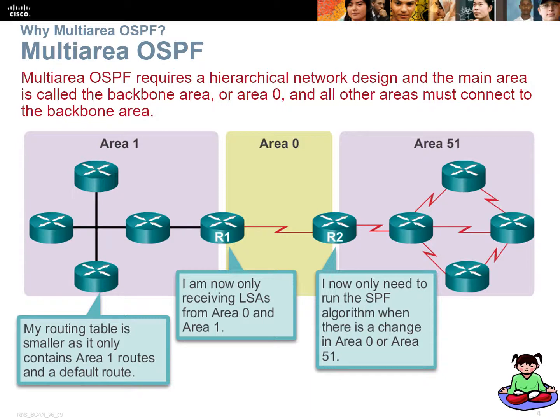Similarly, router 2 only cares about area 0 and area 51. So any nonsense that happens in area 1 is completely protected, it's isolated. Smaller route tables, less RAM, less computing. This is the benefit that multi-area can give us.